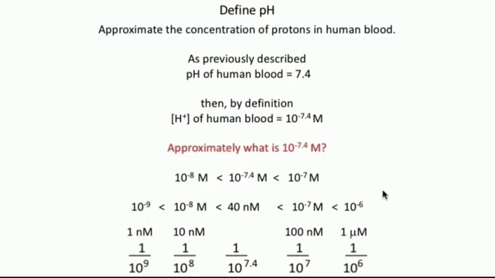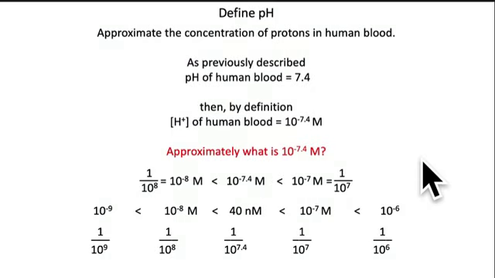And 10 to the negative 6 is divided by a million, which makes it micro. So we have 1 nanomolar at 10 to the negative 9, 10 nanomolar at 10 to the negative 8, 100 nanomolar at 10 to the negative 7, and we can see that 10 to the negative 7.4 is between 10 nanomolar and 100 nanomolar. Now it turns out that 10 to the negative 7.4 molar is near 40 nanomolar.